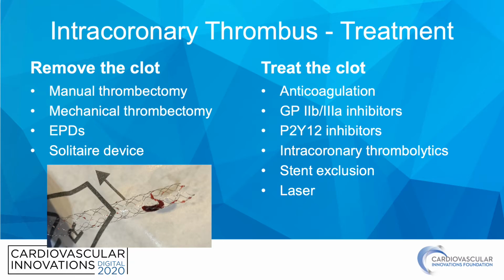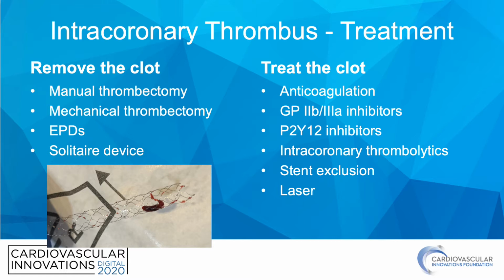Treatment of intracoronary thrombus falls into generally two categories. One is to remove the clot, either with mechanical or manual thrombectomy devices. This is what's most commonly used. Other potential options include embolic protection devices to either prevent distal embolization of the thrombus or to actually pull the thrombus back into the guide. Finally, a neurologic device, the Solitaire device, is a stent-like apparatus that can be expanded to help entrain the thrombus and help remove it.